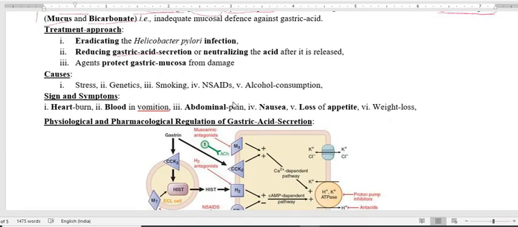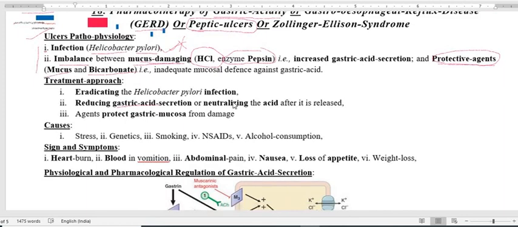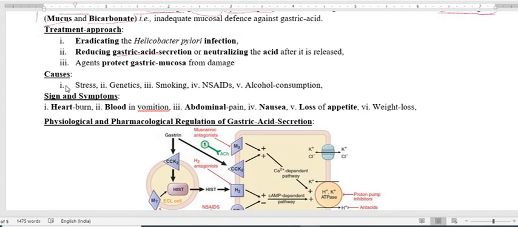What are the causes which produce conditions like acidity, GERD, Zollinger-Ellison syndrome or peptic ulcer? These may be because of stress, maybe genetic factors, maybe smoking, maybe the taking of drugs like non-steroidal anti-inflammatory drugs, maybe because of the consumption of alcohol. So these are all factors which participate in the formation of peptic ulcer or acidity.